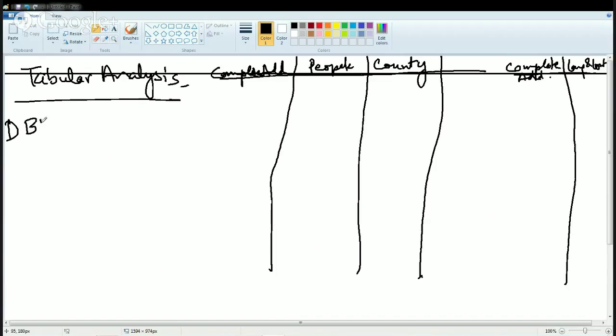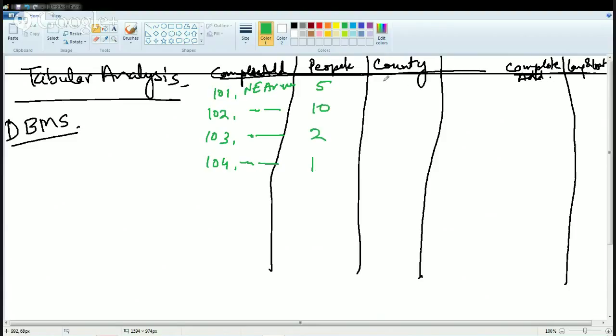Table analysis is what is known as DBMS, or database management systems. So what happens in a database management system? I have a complete address, say house number 101 Northwest Avenue. Then I have house number 102 Northwest Avenue, house number 103 Northwest Avenue. So I have 4 such entries. Now I have information: 5 people reside in this, 10 people, 2 people, and 1 person. And all of them are, for example, in Washington County. So I have this information in table 1.